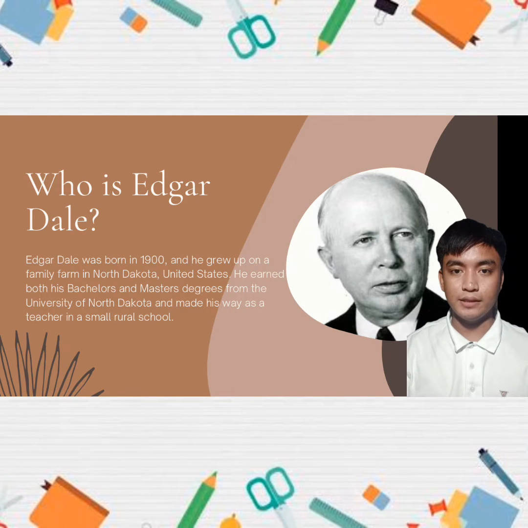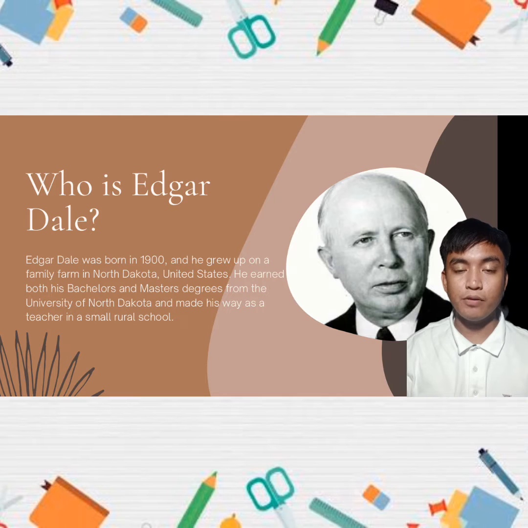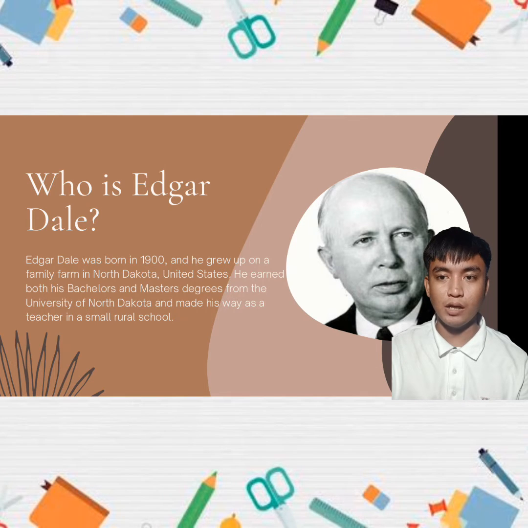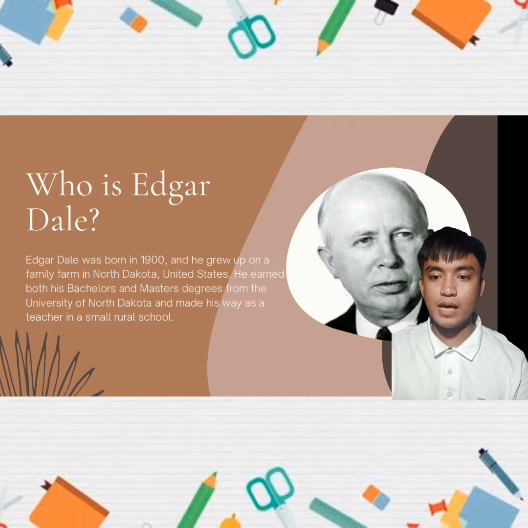Who is Edgar Dale? Edgar Dale was born in the 1900s and he grew up on a family farm in North Dakota, United States. He earned both his bachelor's and master's degrees from the University of North Dakota and made his way as a teacher in a small rural school. Before he became a professor at Ohio State University, he first completed his doctorate in philosophy at the University of Chicago and joined the Eastman Kodak Company. He also served as president of the Division of Visual Instruction of the National Education Association, or NEA.